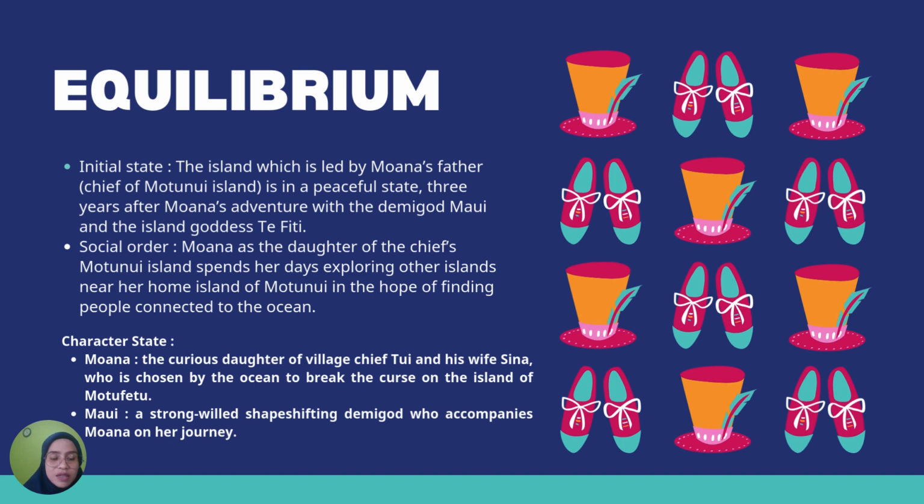The character state: Moana and Maui. Moana is the daughter of the chief of the island, and she is chosen by the ocean to break the curse on the island of Motufetu in this movie. And Maui, a strong-willed shape-shifting demigod who accompanies Moana on her journey.